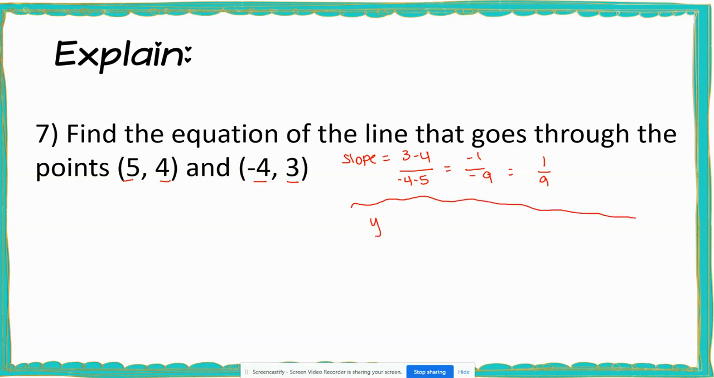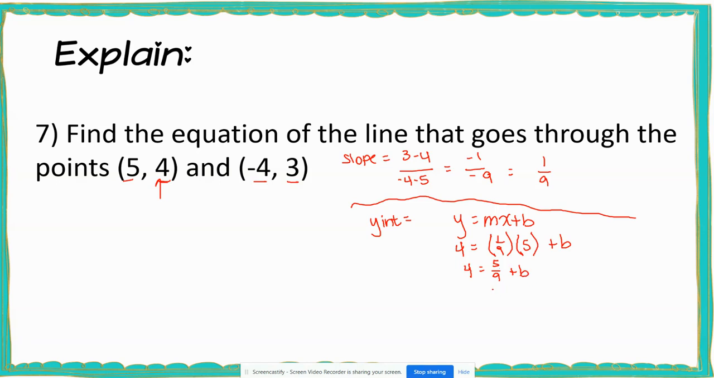Then we plug for our y-intercept. We plug into our formula y equals mx plus b. Well, our y value is 4. Our m value is 1/9 times x, which is 5, then plus b. Well, 1/9 times 5 is just 5/9. So I have 5/9 plus b.